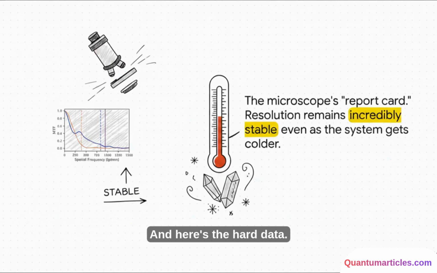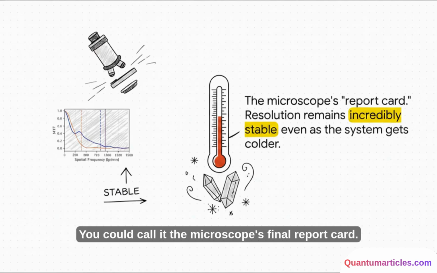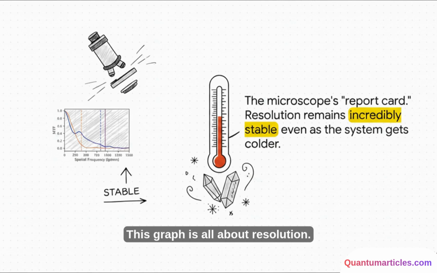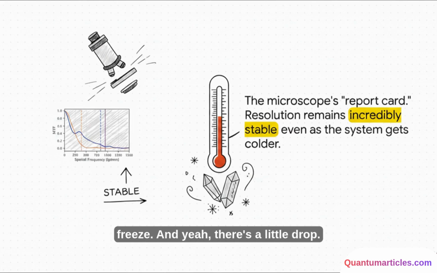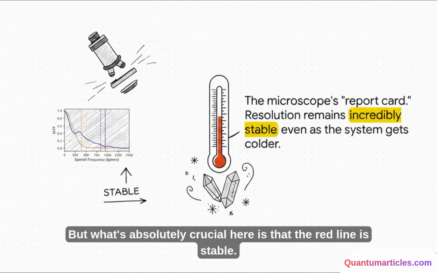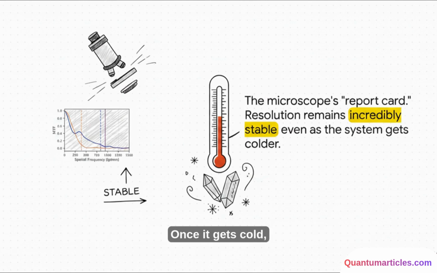And here's the hard data. You could call it the microscope's final report card. This graph is all about resolution. The blue line, that's the performance at room temperature. That's our ideal. The red line is the performance way down in the deep freeze. And yeah, there's a little drop, but what's absolutely crucial here is that the red line is stable. Once it gets cold, that image quality stays rock solid.